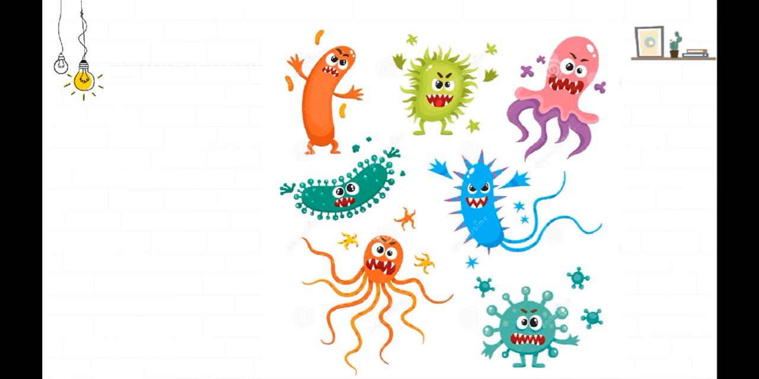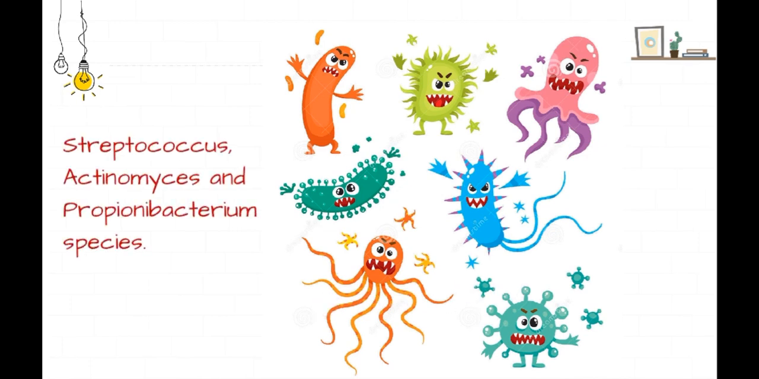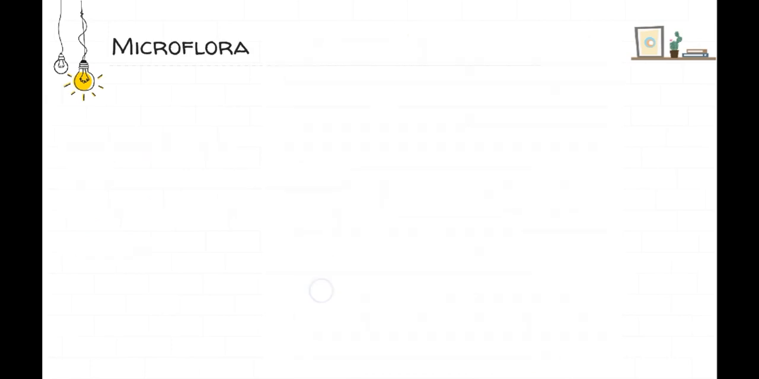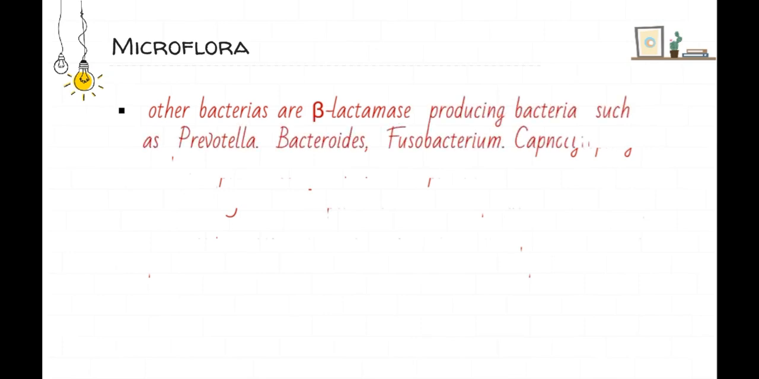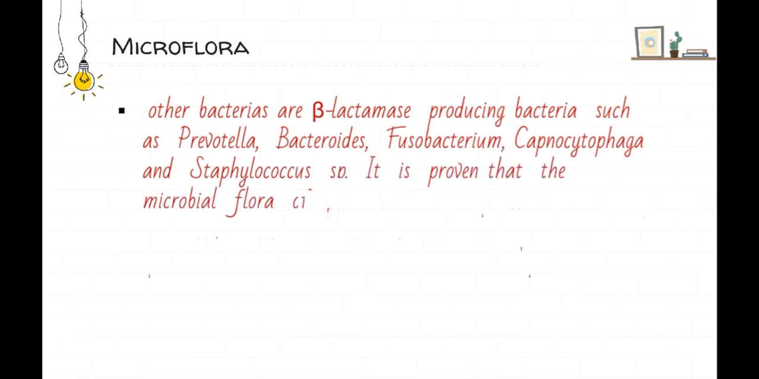Actually, mixed bacteria are present here. It's sometimes similar to periodontal pocket microbial flora or dental plaque flora. Most common are Streptococcus, Actinomyces, and Propionibacterium species. And other bacteria are beta-lactamase producing bacteria such as Prevotella, Bacteroides, Fusobacterium, Capnocytophaga, and Staphylococcus species.